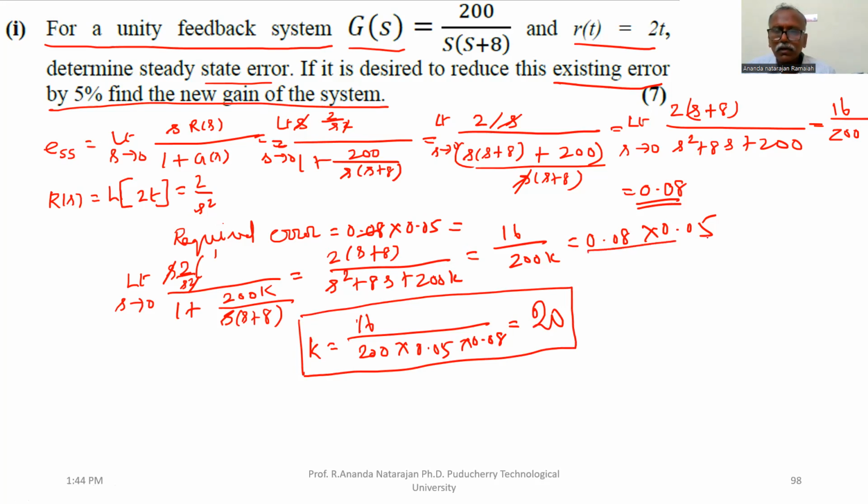This is the required error, and it is decided to reduce the existing error by changing the gain of the system. So, old gain is 200, new gain is 200 multiplied by K. What is the new gain of the system? New gain equal to 200 multiplied by K. That is equal to 4,000. New gain is 4,000.